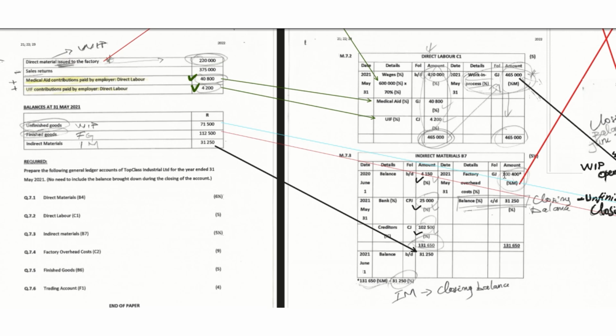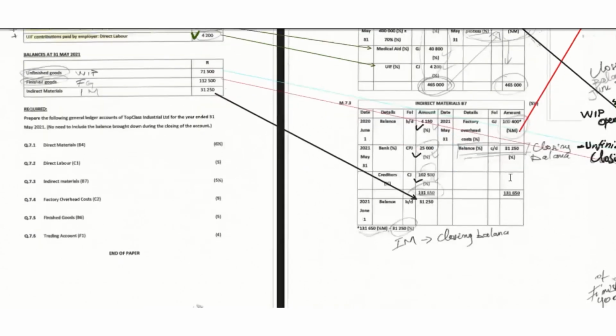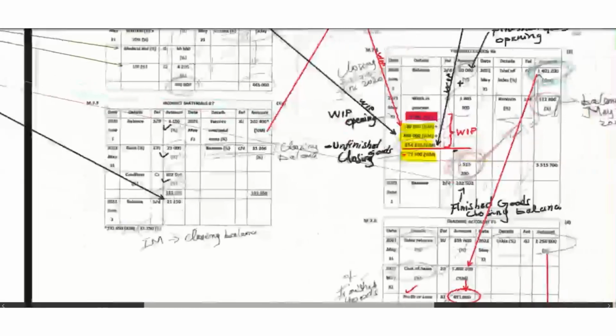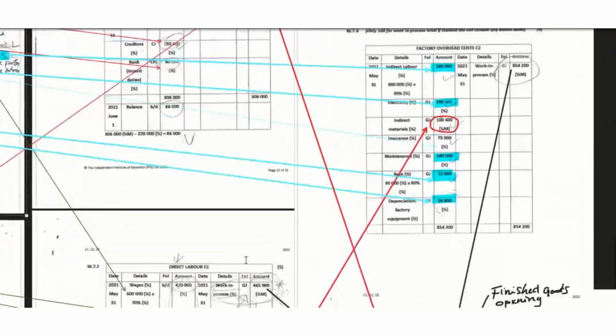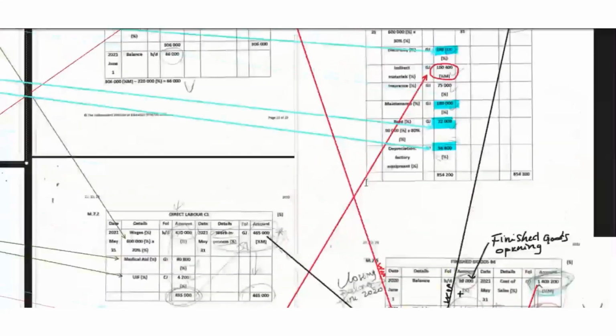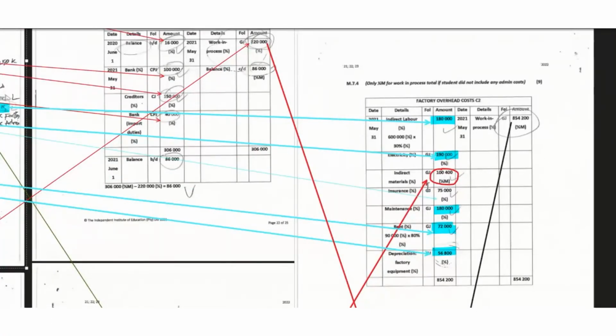So this amount of 100,400 would be sent to the factory overhead. After indirect material, there is a factory overhead cost that is required of us, right? We need to calculate that. Read again, remember 7.5 asks us to do a ledger for factory overheads, okay? It does make sense. And the first thing that will be sent to the factory overhead would be the indirect material. As you can see, I'm showing you the arrow. This amount will be sent straight to the factory overhead.